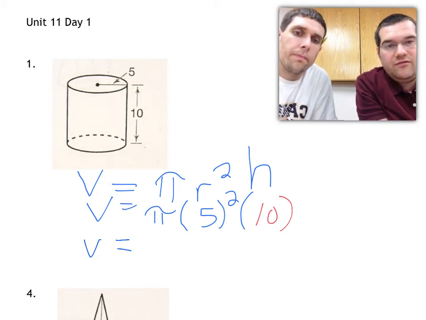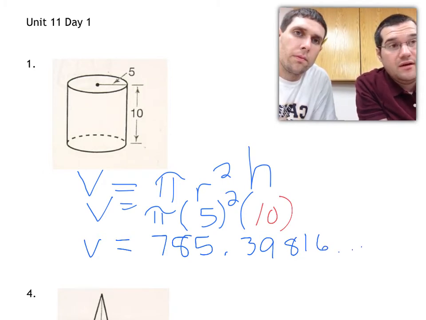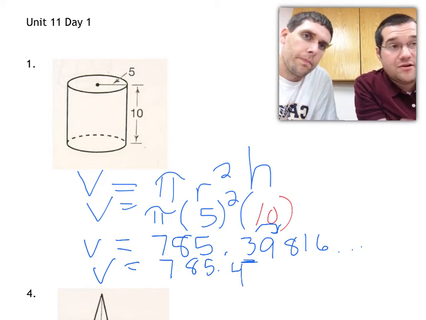In the calculator, if you do it correctly, you should get 785.39816 and some other numbers, but we're rounding to the nearest tenth. So you remember this. We're going to underline the number that we're rounding to, look at the number to the right, 5 or above, give it a shove, 4 or below, leave it alone. Since it's 9 and it's above 5, we're going to round that up to 4, and that's our answer.